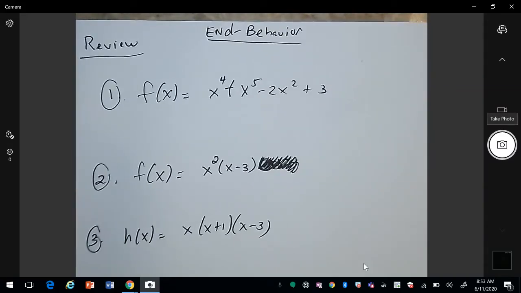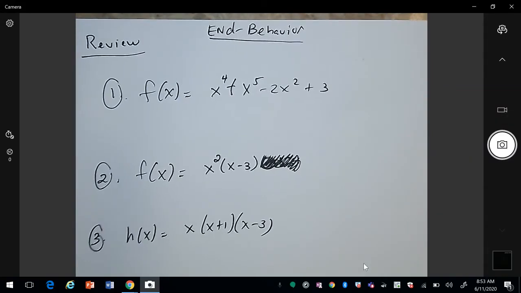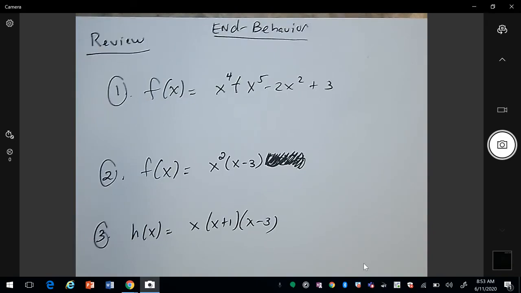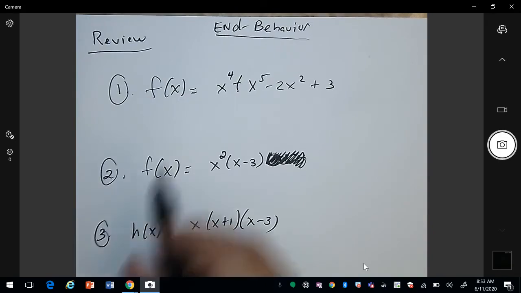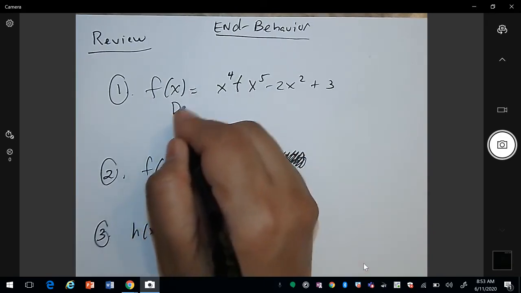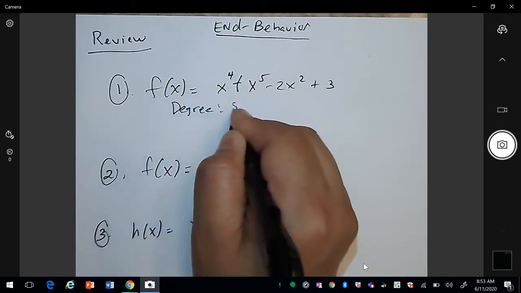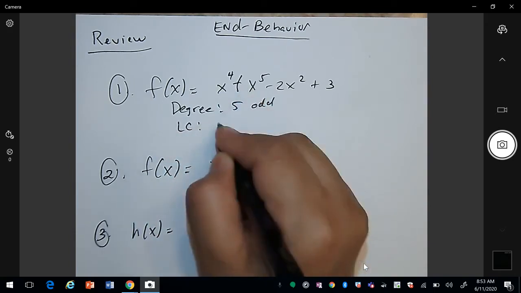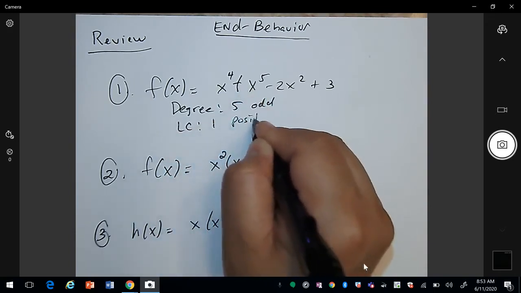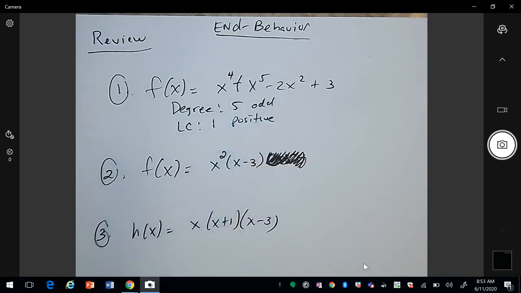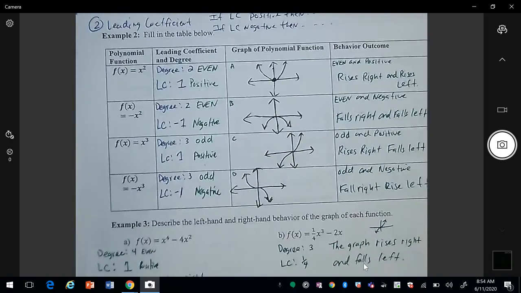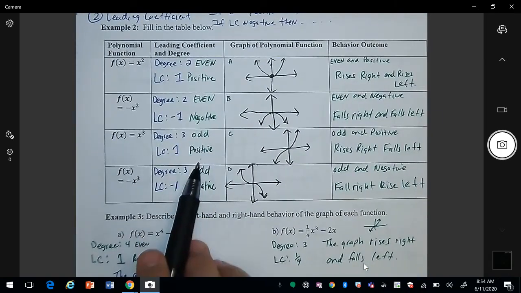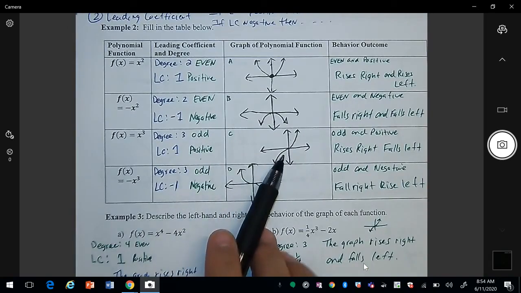So this is a continuation of section 2.2. And just to review what we did in the last video, the end behavior. To determine the end behavior, we need the degree, which is 5, and that's odd. And the leading coefficient is 1, which is positive. And so in the last section, we were looking at these examples. So if the degree is odd and positive, then the behavior would be like this graph.